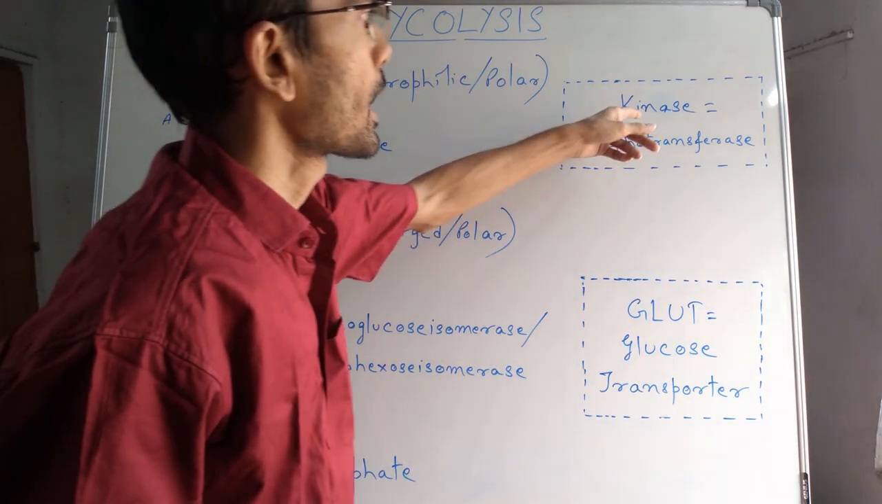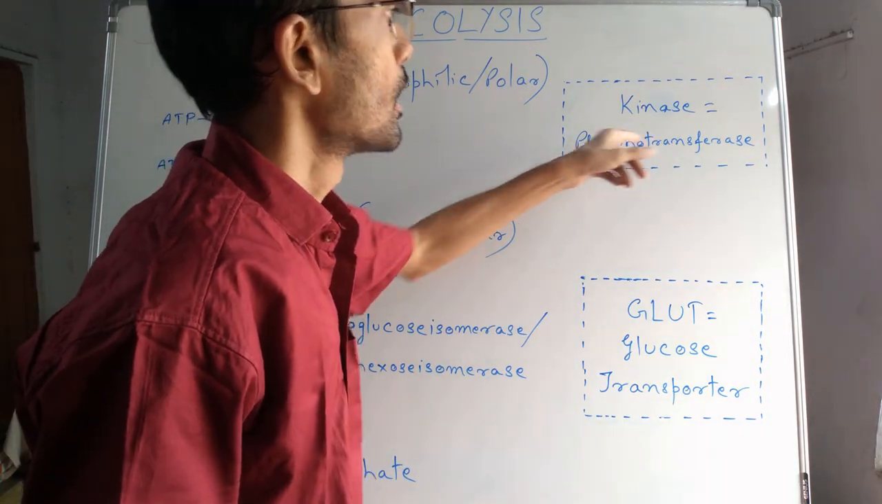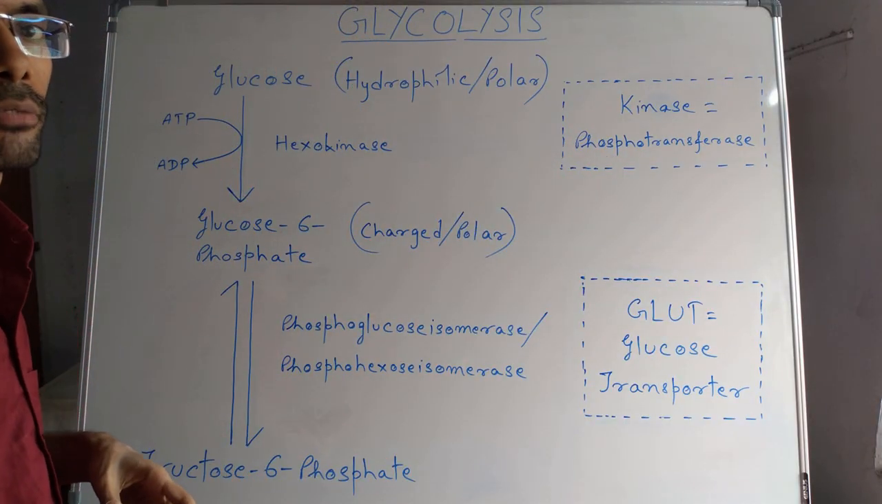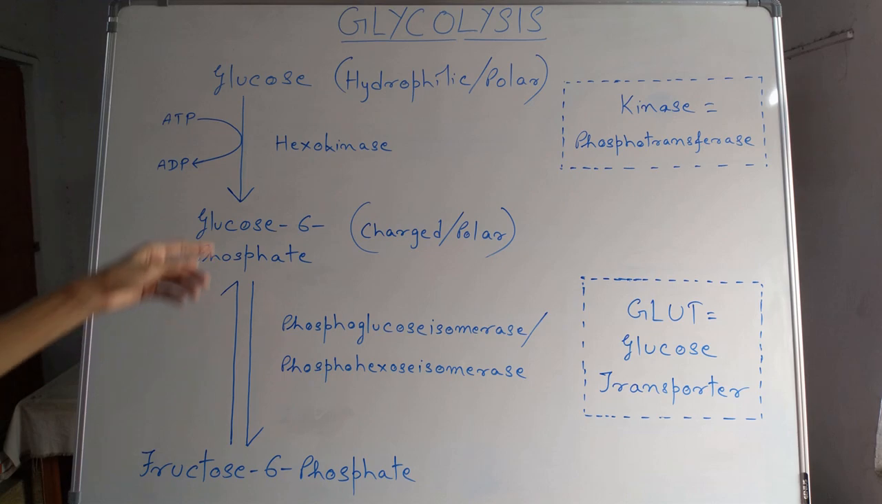Any enzyme that has a kinase in its name can be called a phosphotransferase, as it adds a phosphate group to its substrate. And it acquires this phosphate group most often by the hydrolysis of an existing ATP molecule to ADP. That's why the product is glucose 6-phosphate.